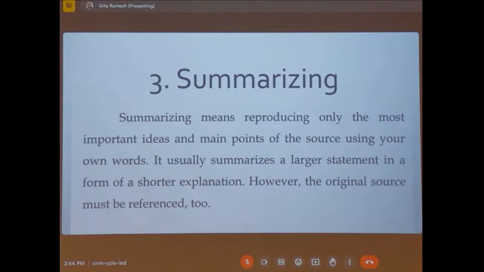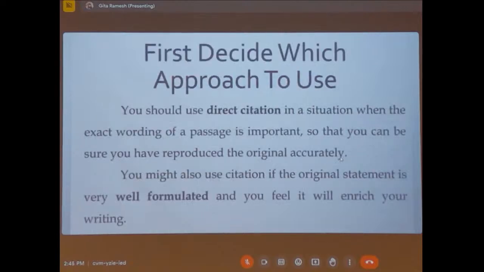All these three things, that is summarizing, paraphrasing, and citing, you should know when to use what. Direct citation is done in a situation when the exact wording of a passage is very important. Then you will always use citations. Then the original statement is well formulated and you will feel it will enrich your writing. That is why you will write it verbatim. In those cases, if you feel that is going to bring importance to your study, then you will cite it directly with permission.